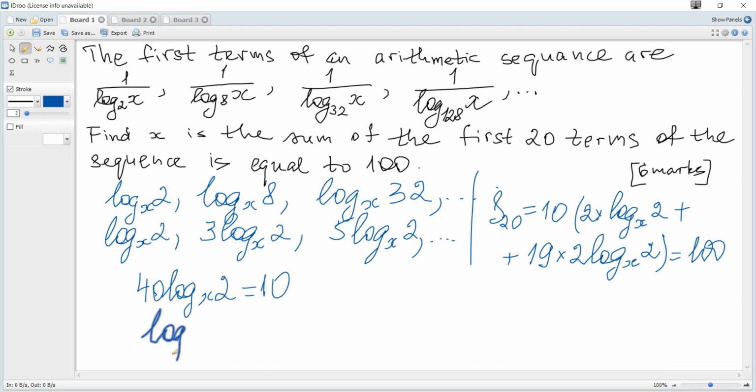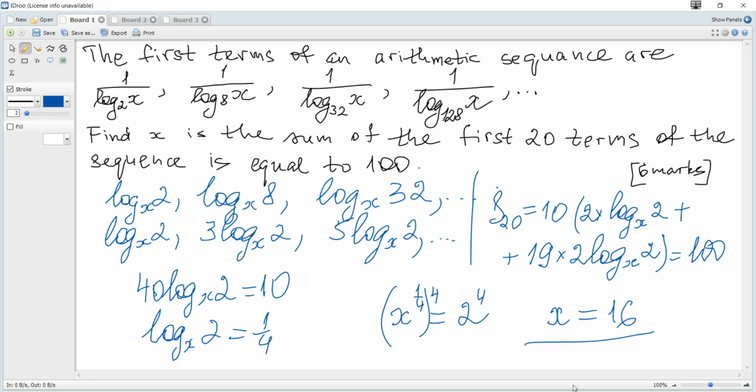Equal to 100, so log_x 2 is 1 over 4, and x to the power of 1 over 4 is equal to 2. Raise both sides to the power of 4 and get the answer that x is 16. And that's all for this question.